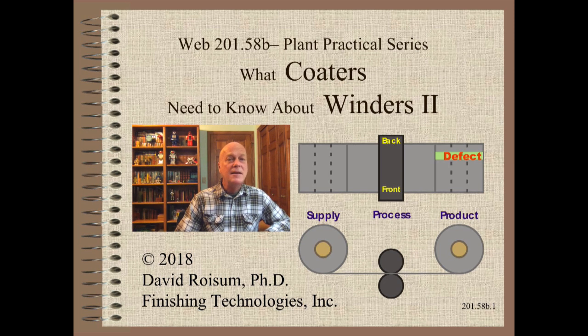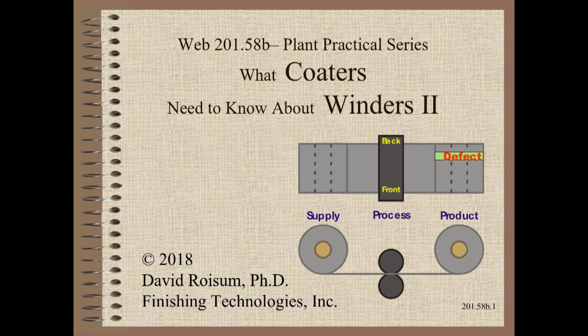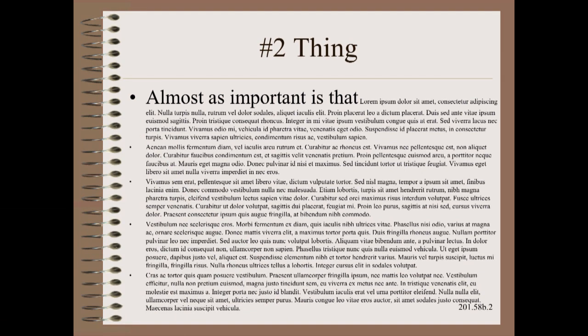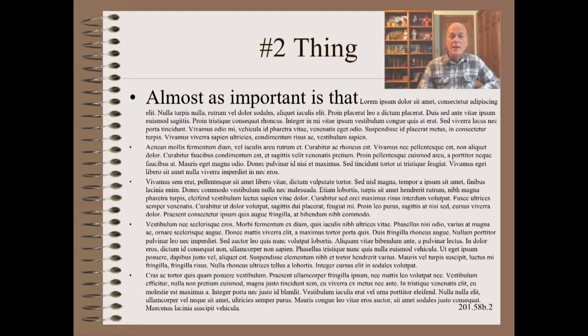In the last clip, we discussed how tiny variations of thickness profile of the web can cause huge troubles. In this clip, we discuss the second most important web product design issue. The number 2 thing that coders need to know about winders is almost as important.